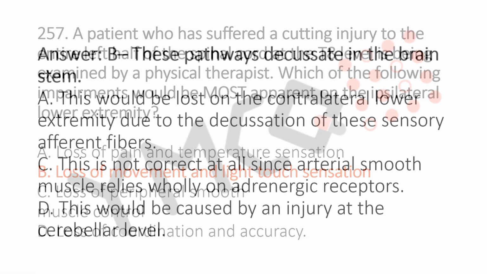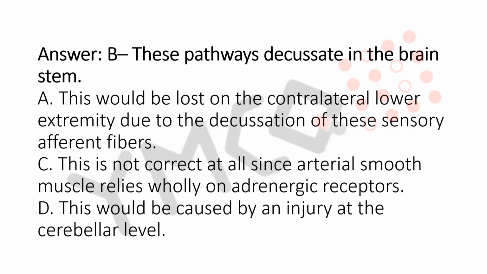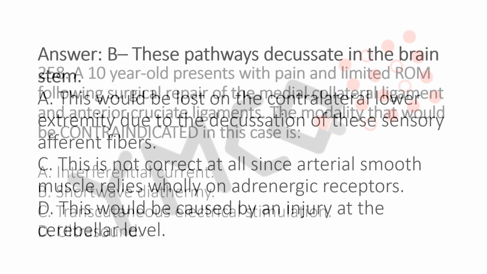Explanation for this question is, Option B, these pathways decussate in the brain stem. Option A, this would be lost on the contralateral lower extremity due to the decussation of these sensory afferent fibers. Option C, this is not correct at all since arterial smooth muscle relies wholly on adrenergic receptors. And Option D, this would be caused by an injury at the cerebellar level. Now let's move to question number 258.